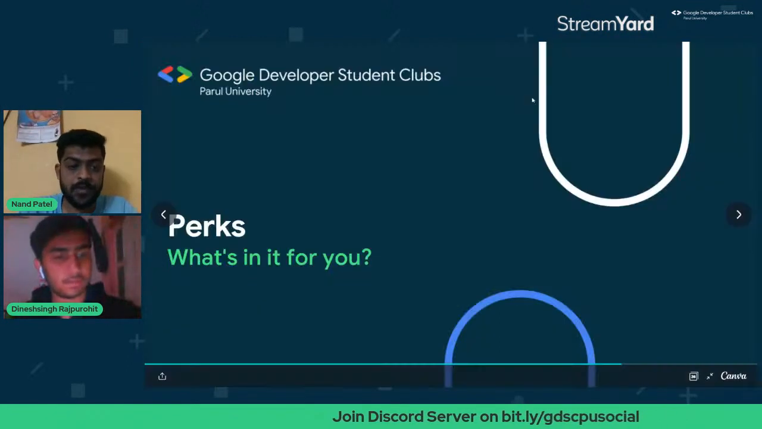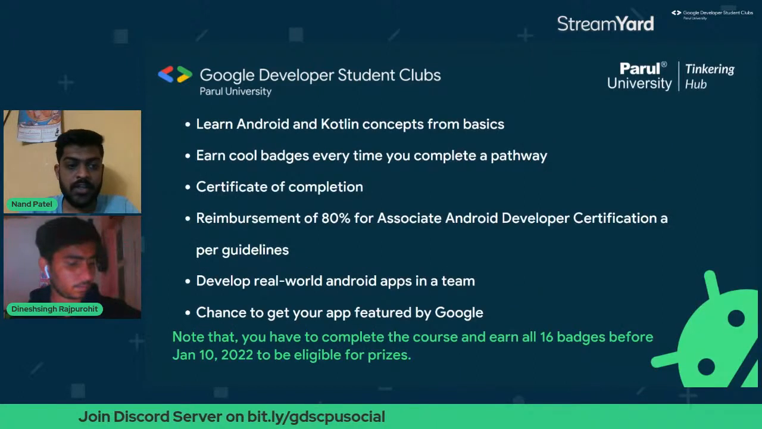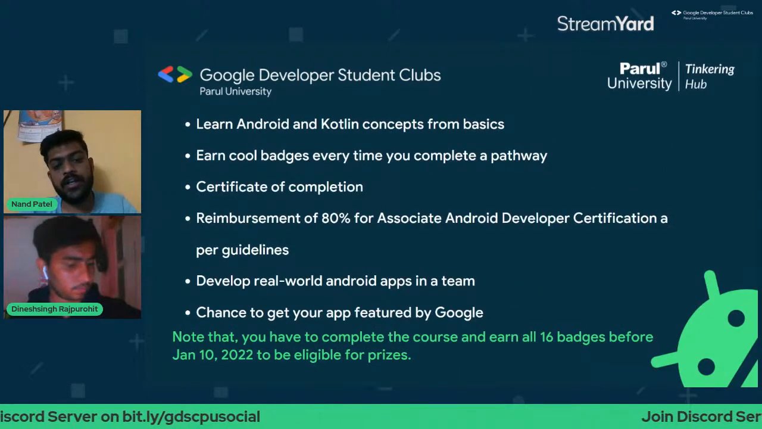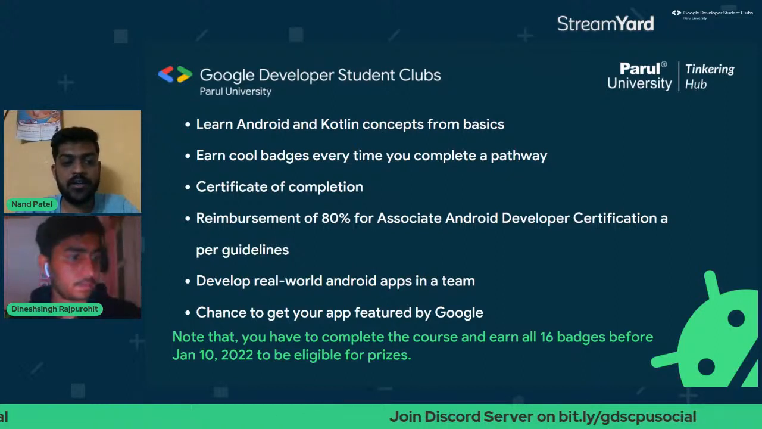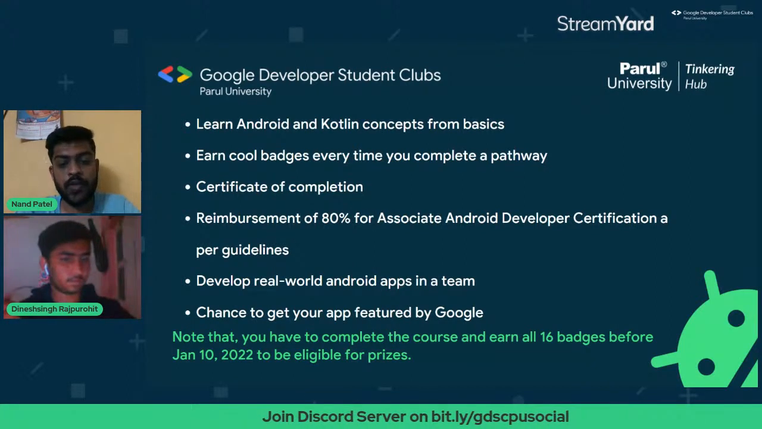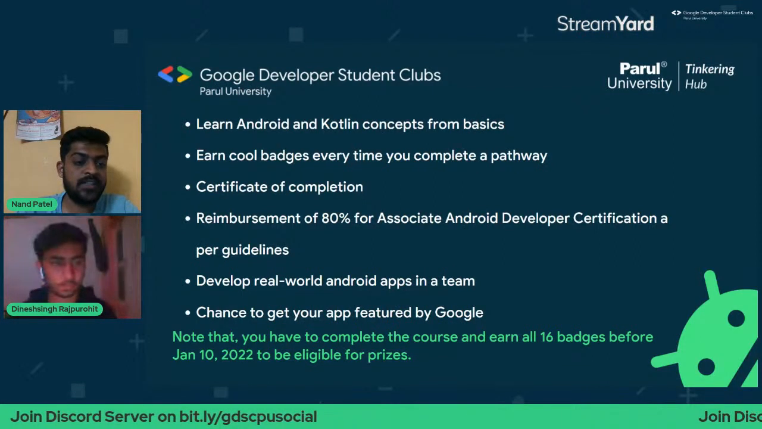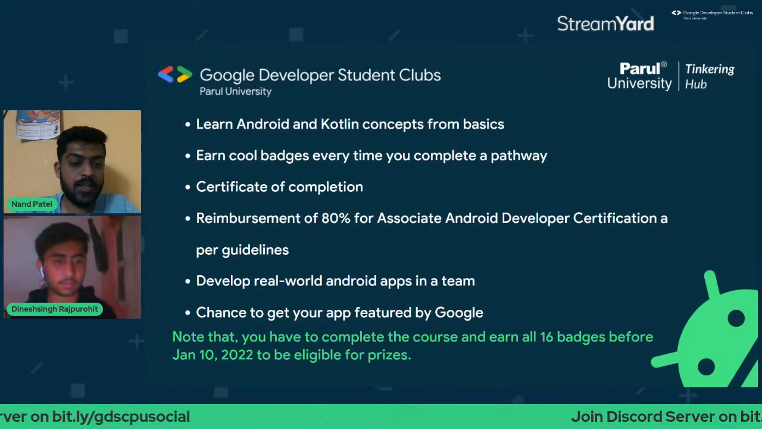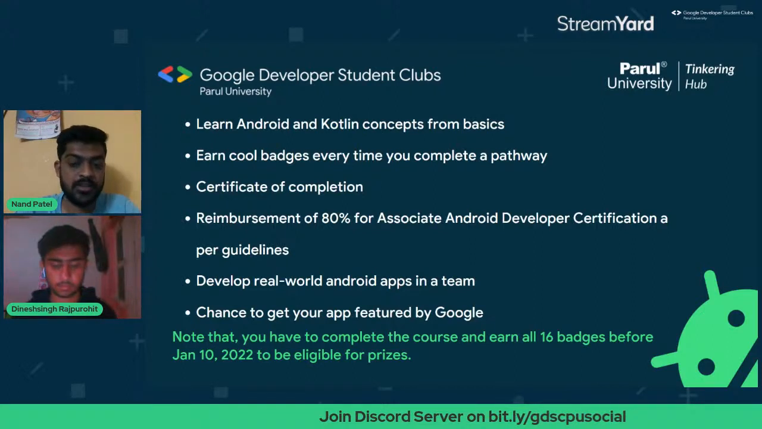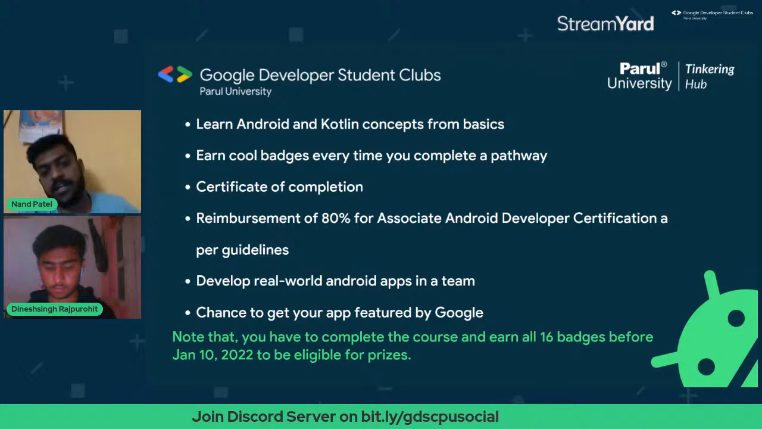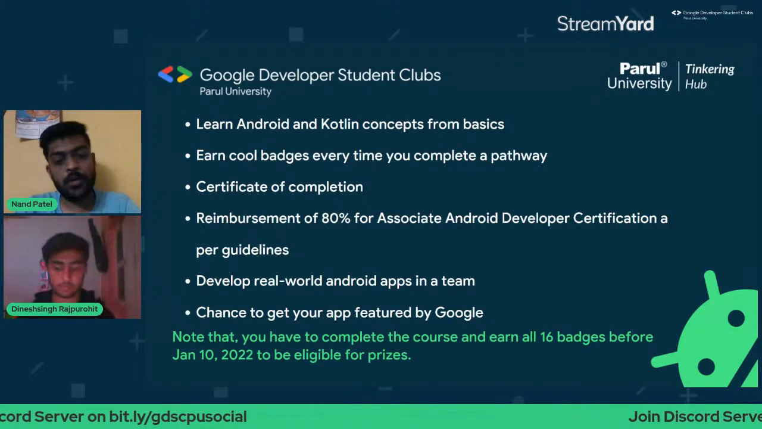So here is what's in it for you. You have to learn Kotlin and Android concepts from the very basic levels, and earn cool badges every time you complete a pathway. After the completion of the quiz, there are certificates of completion and reimbursement of 80% for the Associate Android Developer certification as per the guidelines. This is the big announcement: you have to complete the basics.